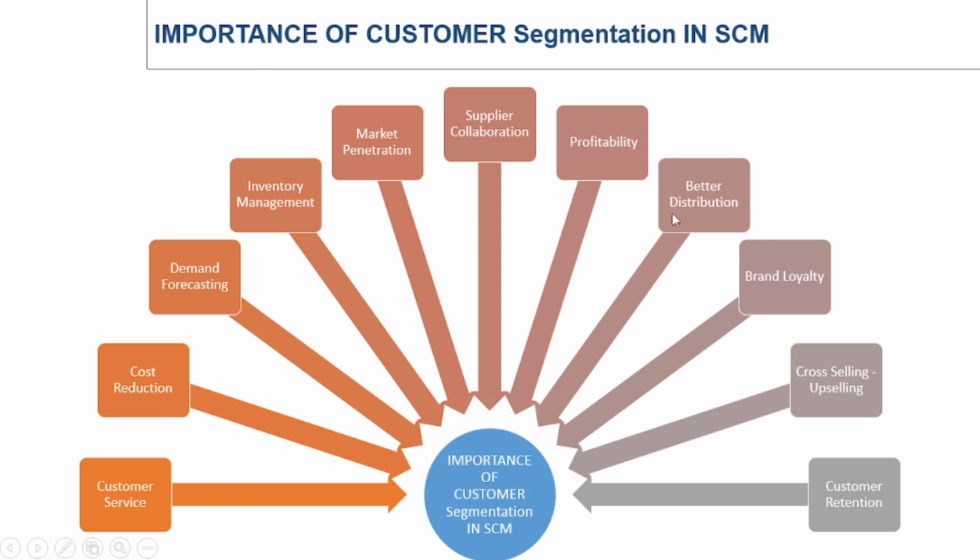These are the few points which I have right over here, and I try to make you people understand and make it easy for you. So let's start with this: importance of customer segmentation in supply chain management. First, we have customer service, cost reduction, demand forecasting, inventory management, market penetration, supplier collaboration, profitability, better distribution, brand loyalty, cross-selling, upselling, customer retention. These are the few points which are most important in supply chain management.